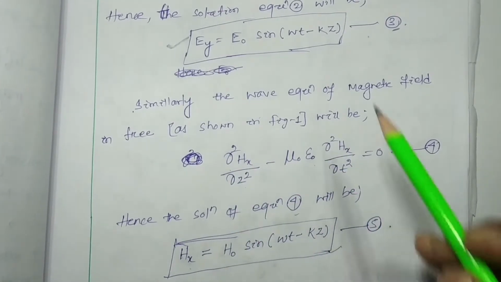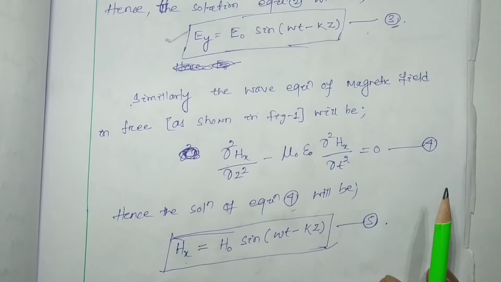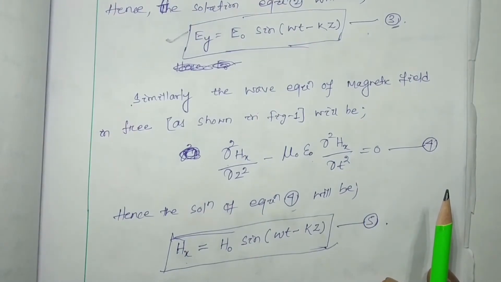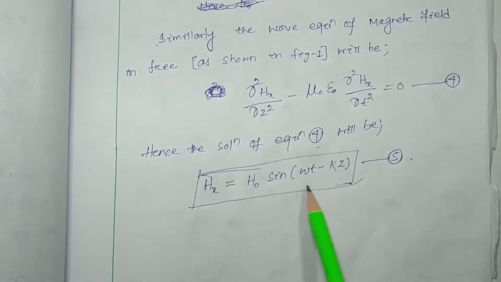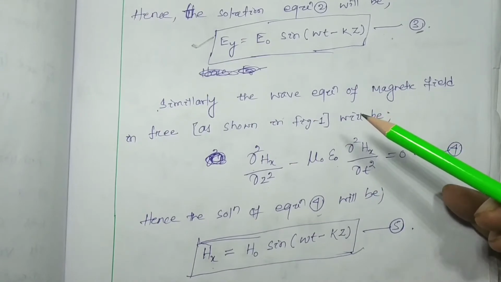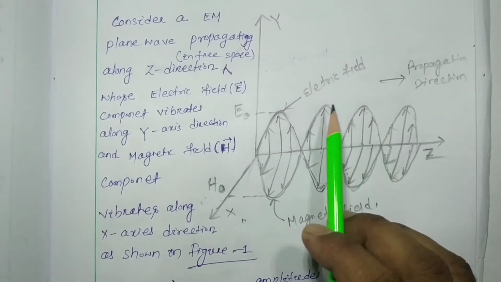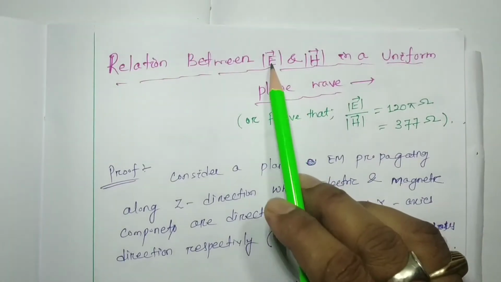So these two solutions, 3 and 5, represent at a particular time and a particular place the instantaneous displacement along the y-axis for the electric component and along the x-axis for the magnetic component. That means we can say that 3 and 5 are the representation of the so-called plane wave propagation of the electric field and magnetic field.